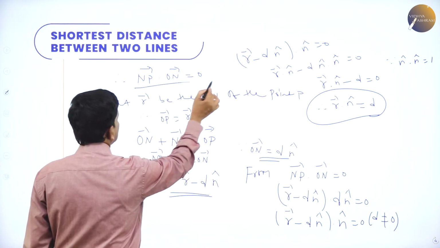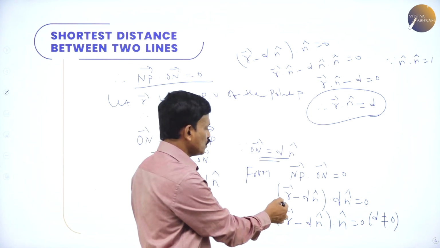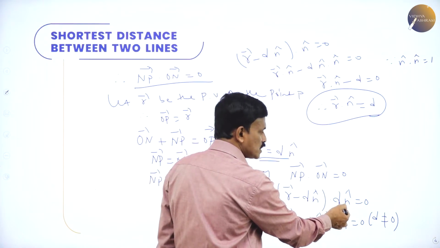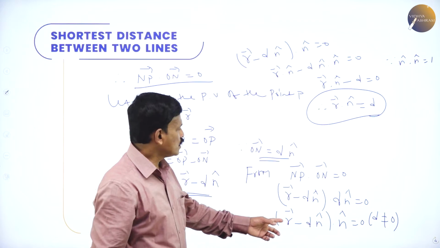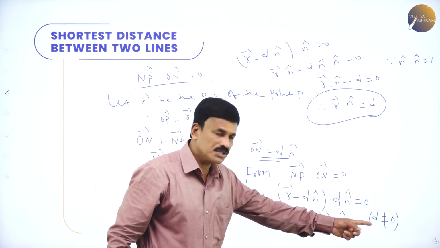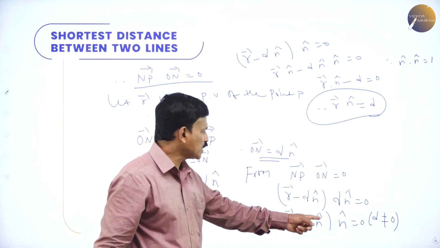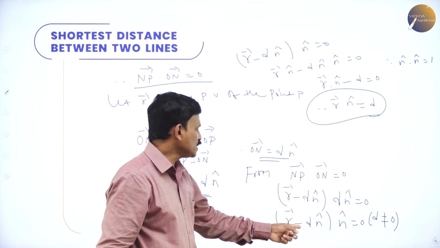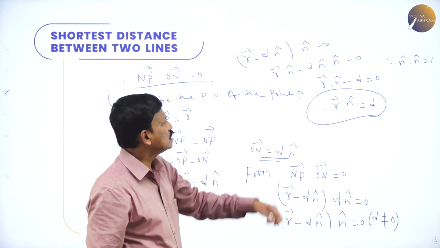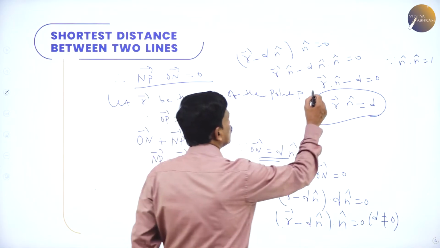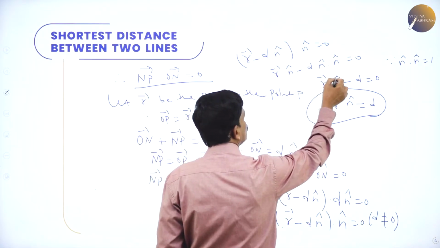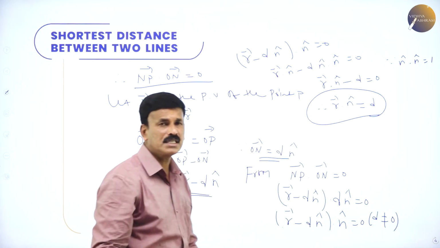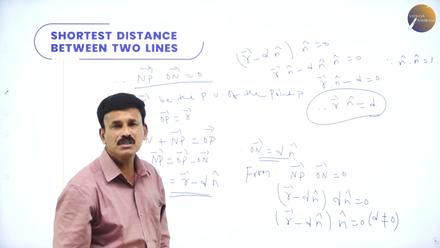Now, from NP dot ON is equal to 0, we get vector R minus D into N cap, dot D into N cap, is equal to 0. Since D is not equal to 0, vector R minus D into N cap dot N cap is equal to 0. Multiplying, R dot N cap minus D into N cap dot N cap, and since N cap dot N cap is equal to 1, this is R dot N cap minus D is equal to 0. Transferring minus D to the right hand side, vector R dot N cap is equal to D.